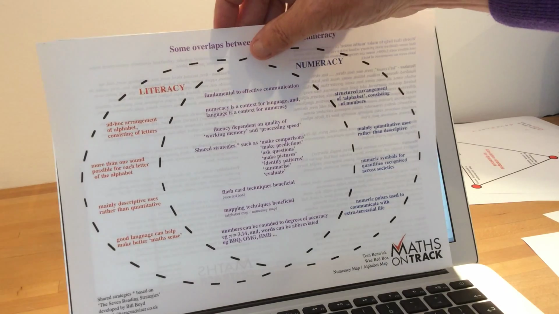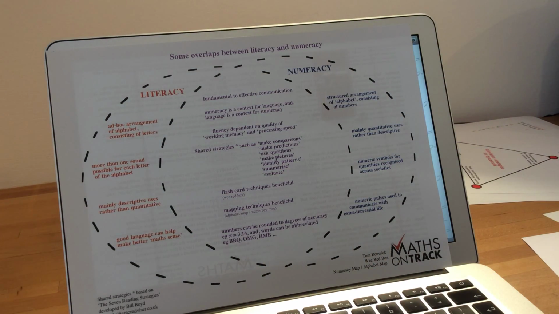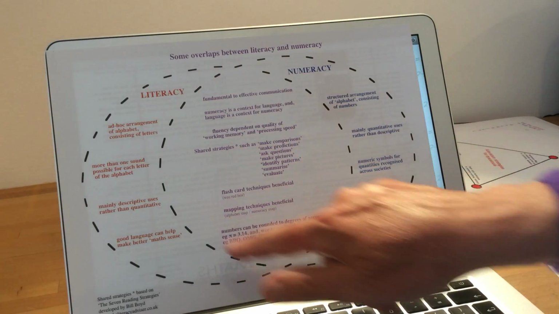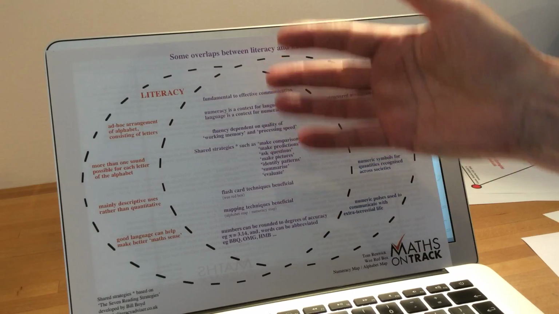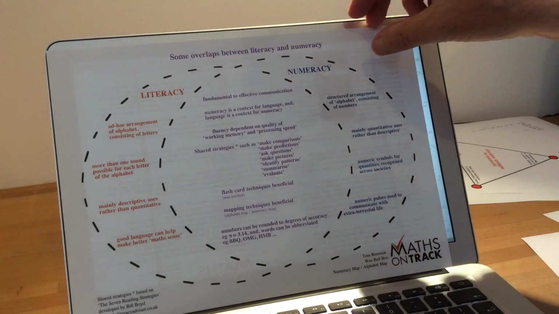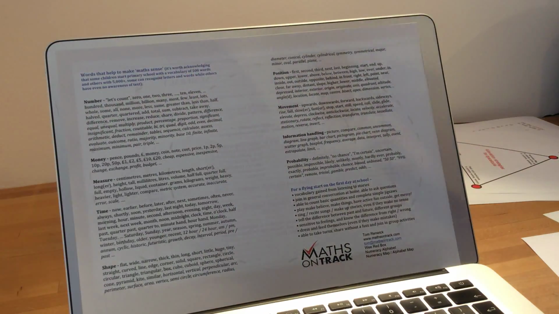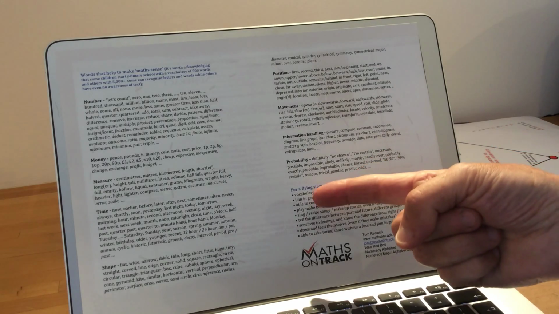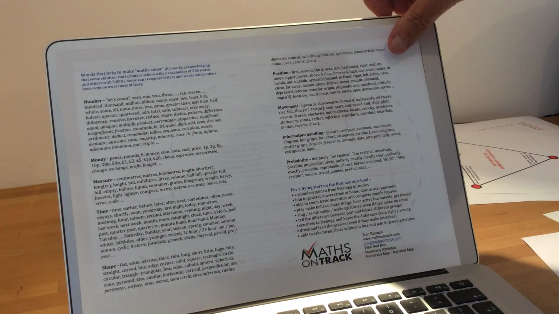There's another one here called the overlaps between literacy and numeracy. I've done this talk at 2 major head teacher meetings now. All the aspects of literacy in red, all the aspects of numeracy in blue, and where they overlap in purple are the overlaps between literacy and numeracy. Part of that talk, and again it's a free download, is all the words that help to make math sense. And I've also put on here a flying start on the first day at school. That's a cracking piece of research.